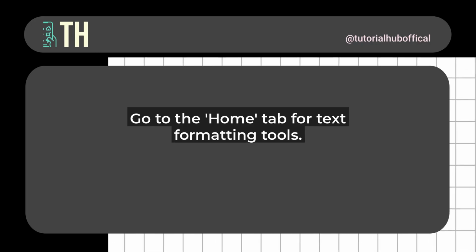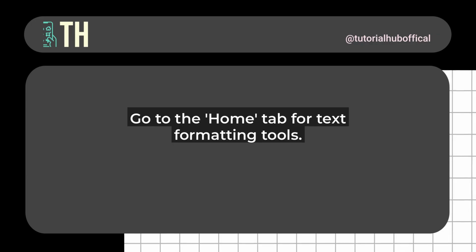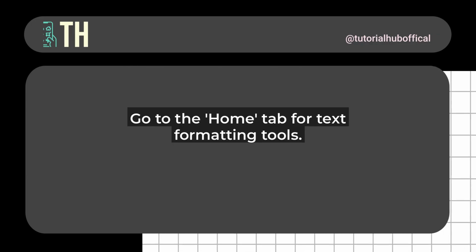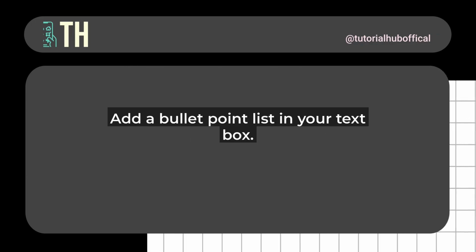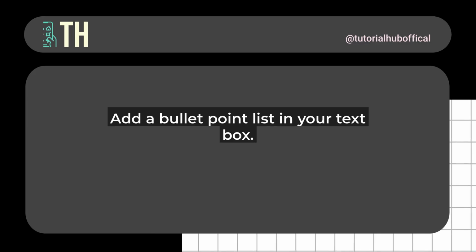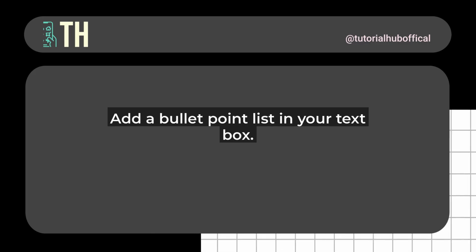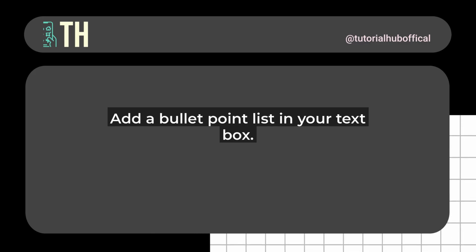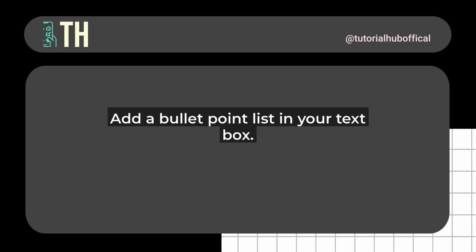Now, to add bullet points, click on the text box where you want your list. Hit the bullet point icon in the paragraph section. It'll turn your text into a standard bullet list. For sub-bullet points, select the bullet you want to indent. Simply press the Tab key on your keyboard and voila, it's now a sub-bullet.